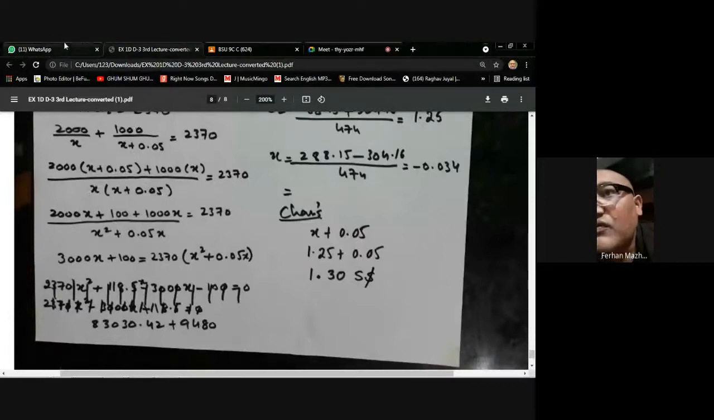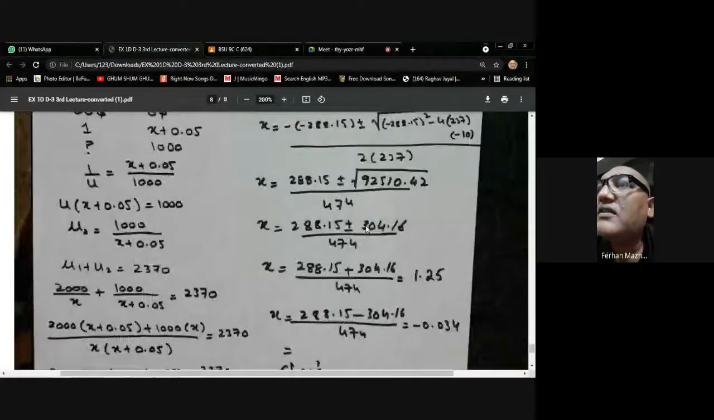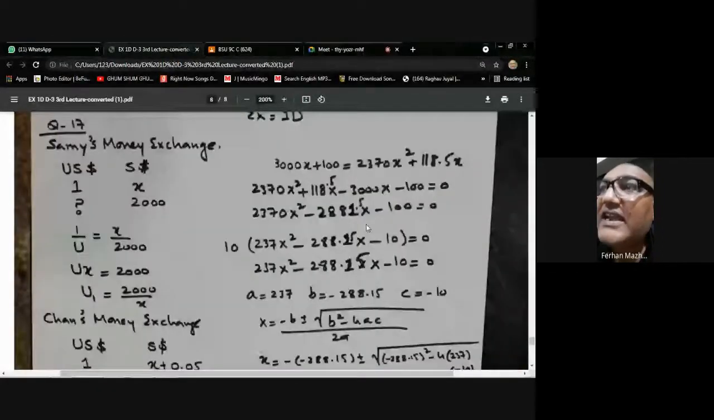Now open this: 2000 multiply X gives you 2000X. 2000 multiply 0.05 gives you 100, and 1000X. So 2000X and 1000X make 3000X, plus 100, equals, you take this to the right side. So 2370 will multiply with this, that's X square plus 0.05X. And you bring these two to the right side.